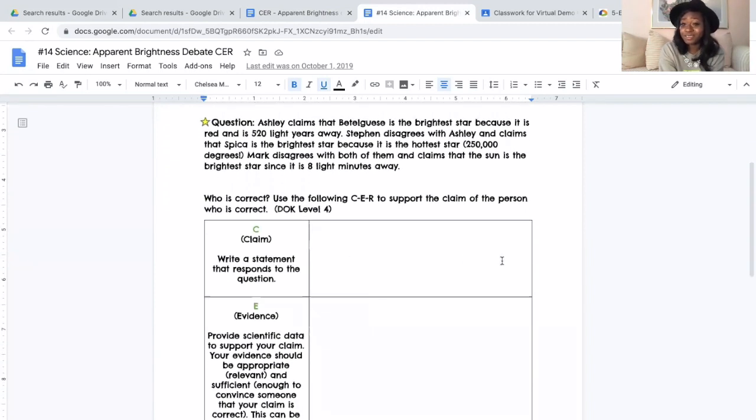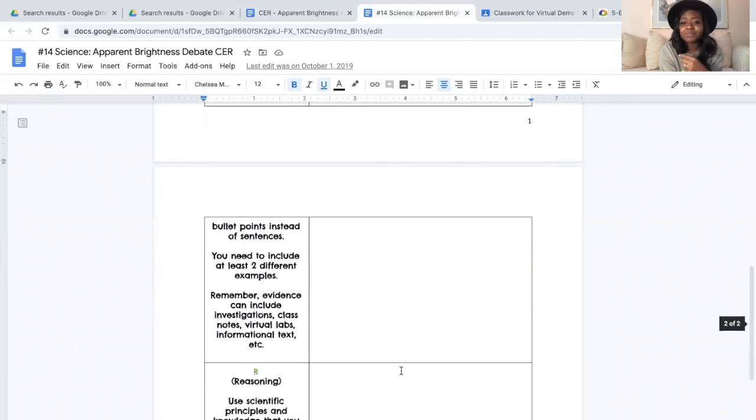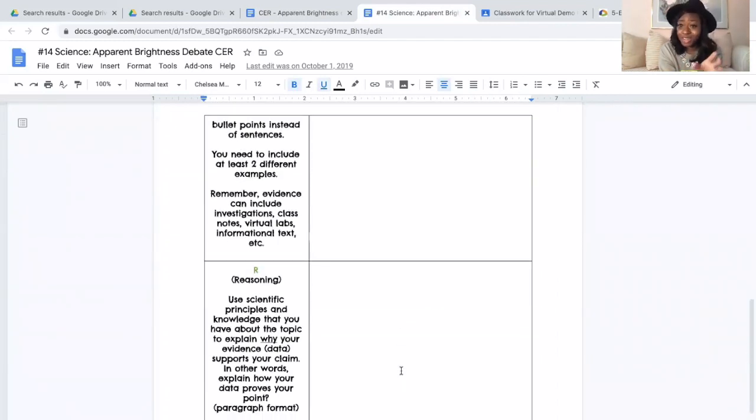So students would say for their claim that Mark is correct. And then the students will provide different pieces of evidence, whether it's from the hands-on investigations that we've done, the videos that we've watched, informational text that we've dived into, or the data charts that we've explored and analyzed. They would list their evidence there. And then in the reasoning section, the students would use their evidence again to support why Mark is correct. In the reasoning, they would elaborate and expand upon how the apparent brightness of a star is due to its relative distance from Earth. And that is the gist of it.